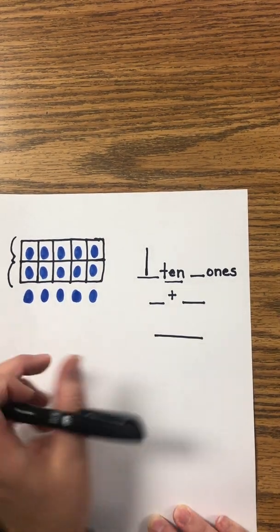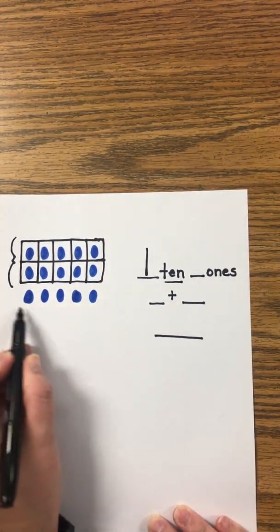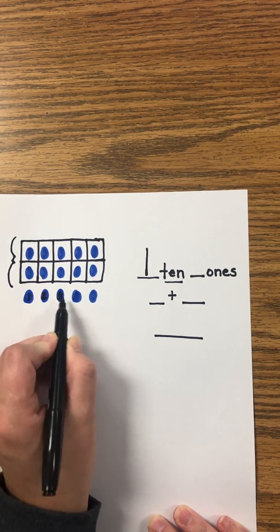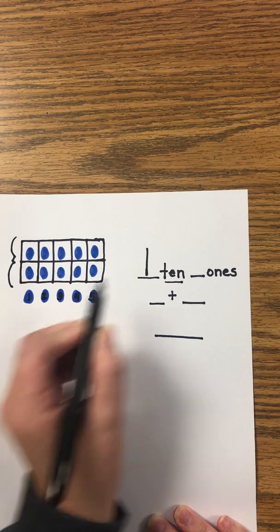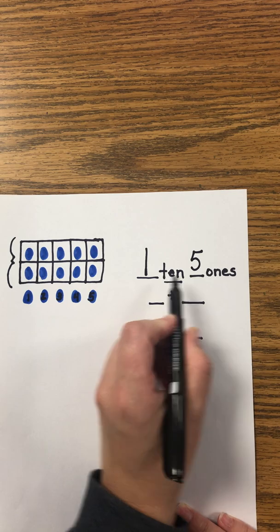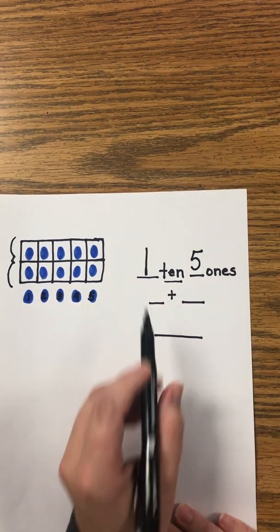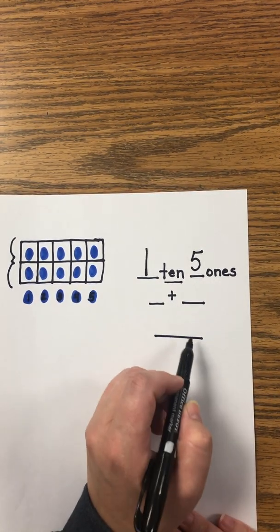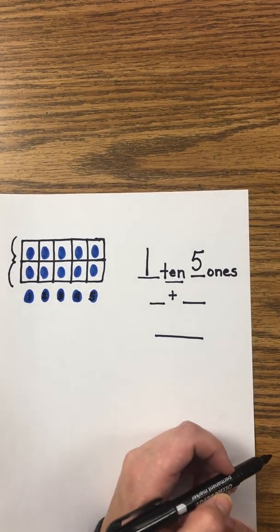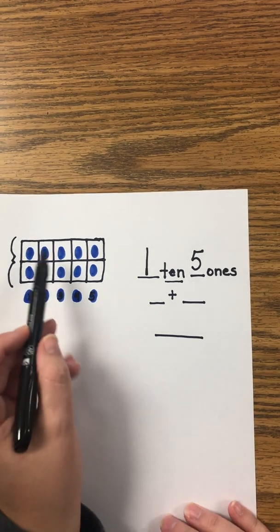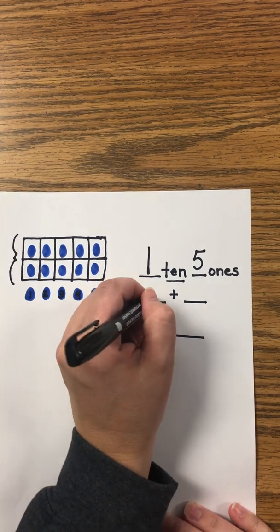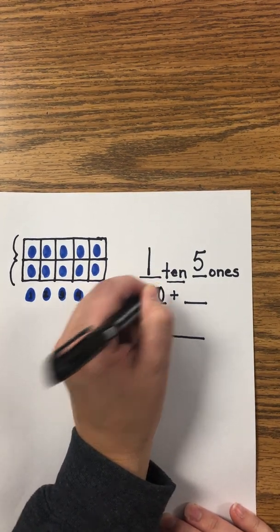And how many ones do I have left over that do not fit in that tens frame? Well, there's 1, 2, 3, 4, 5. So there's 5 ones. So there's 1 ten and 5 ones. Now, if I'm going to write my number sentence, I don't just write 1 and 5. I have to think, how much is that worth? How much is a 10 worth? Well, it's worth 10. So I'm going to have 10 is going to be my first addend.